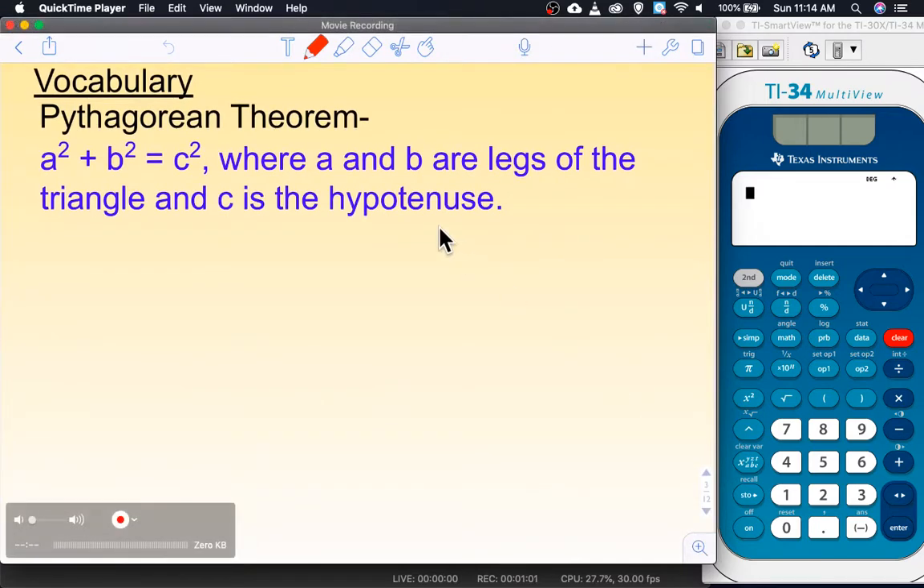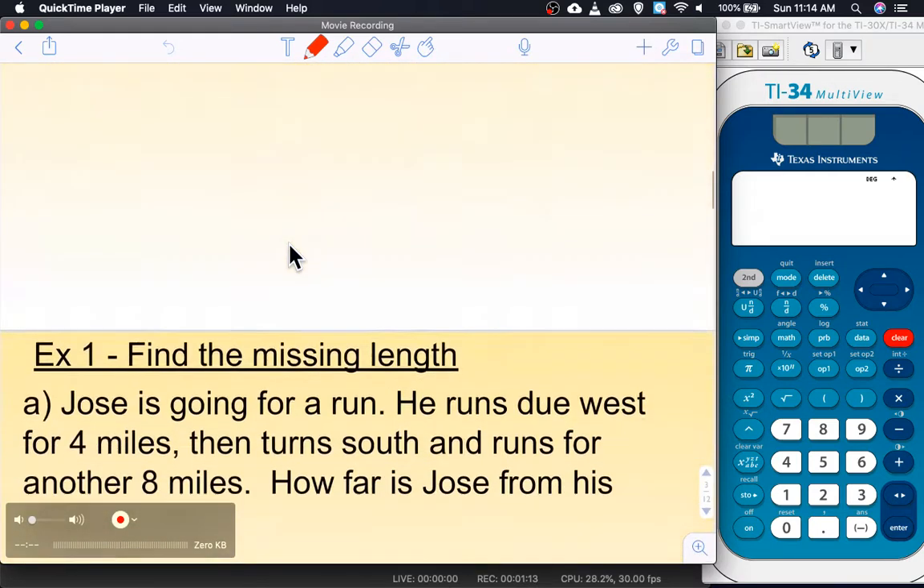Vocabulary, the Pythagorean Theorem, we've already had this word. So we know that a squared plus b squared equals c squared is the formula we use. We know that the a and the b are the two short sides, and we know the c is the hypotenuse, the longest side.